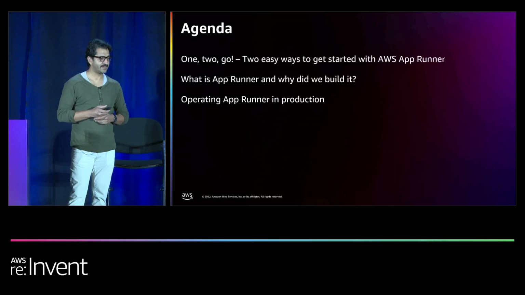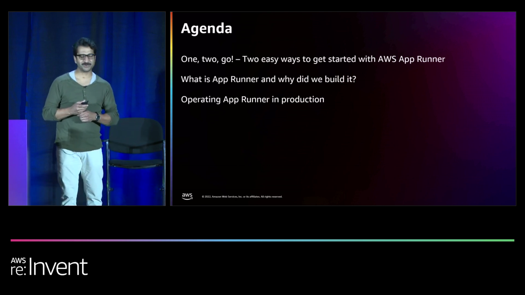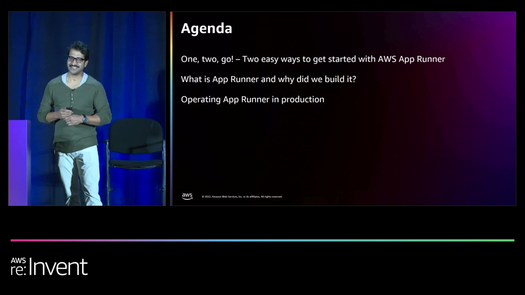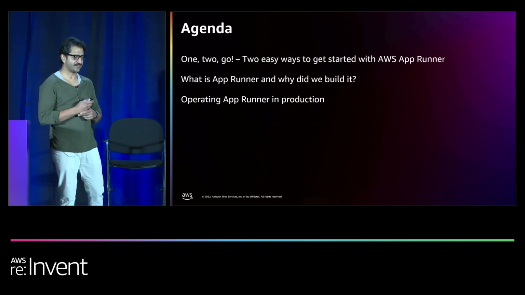And so, agenda for today. This agenda has been pretty fluid. It used to be 1, 2, 3, go. It says 1, 2, go on there. It's really just going to be 1 go. I'm going to show you one easy way to get started on App Runner. The other way is even easier, so I think you guys will be able to figure it out when you try this on your own.